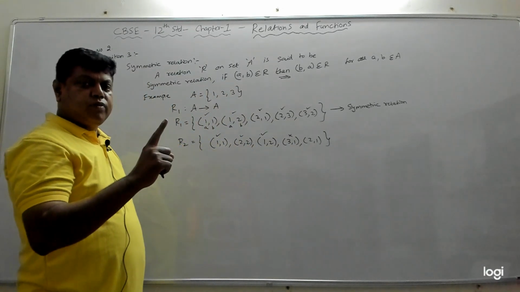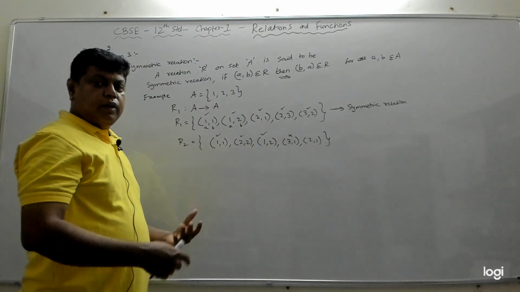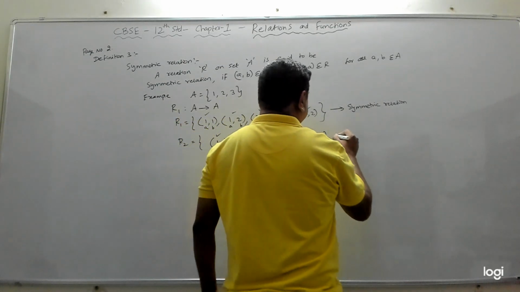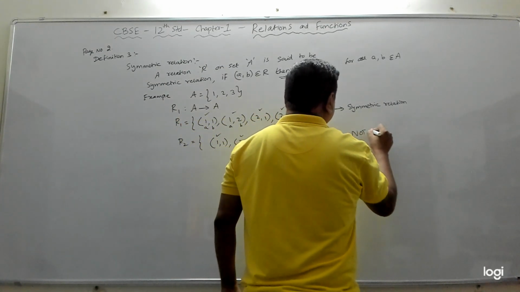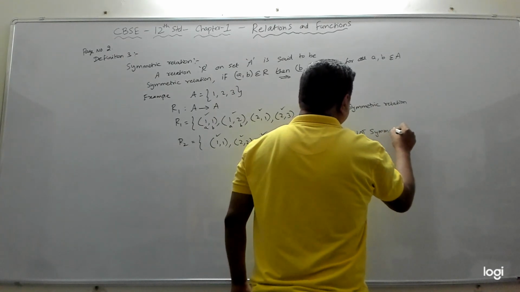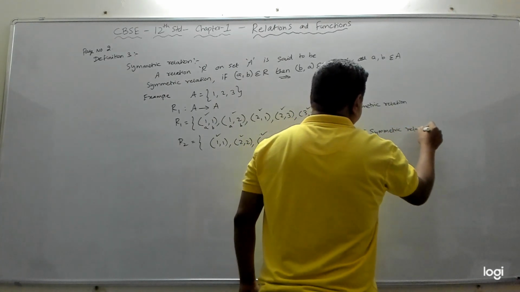Even if it fails for one of the elements in the relation, it is not symmetric. So this is not symmetric. Symmetric relation. Clear?